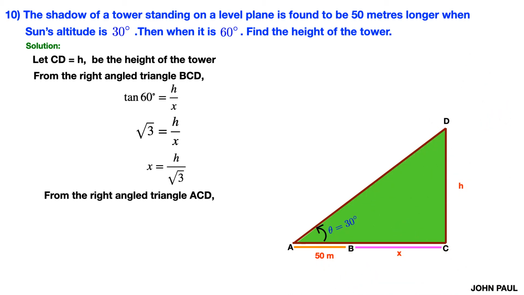Therefore, from the right angled triangle ACD, you can refer to the diagram, the angle of elevation is 30 degrees, tan 30 degrees equals h by x plus 50 meters. Now tan 30 degrees we know is 1 by root 3, equals h by x plus 50, where x is replaced by h by root 3, so h by root 3 plus 50.